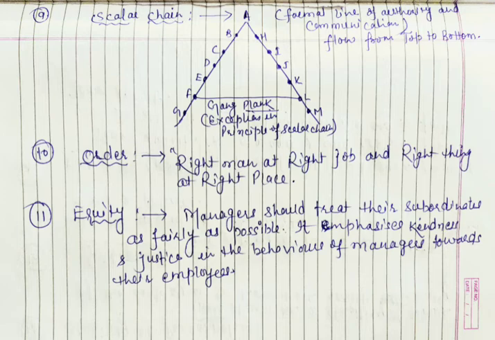Then the 10th principle is the principle of order. According to this principle, the right man should be at the right job according to his qualifications, and the right thing at the right place. A file should be kept at the same place on time, where it was managed earlier. So right man at right job and right thing at right place, so that minimum time will be utilized.